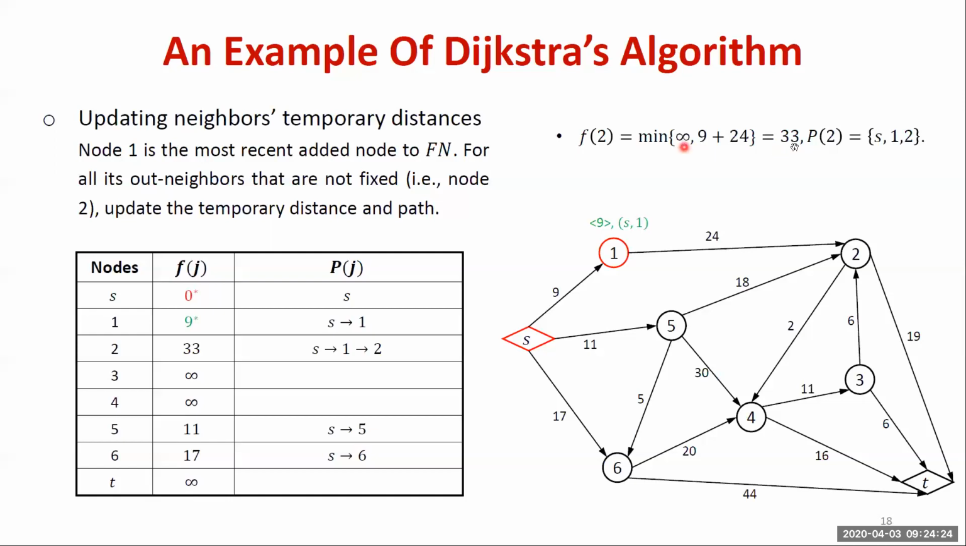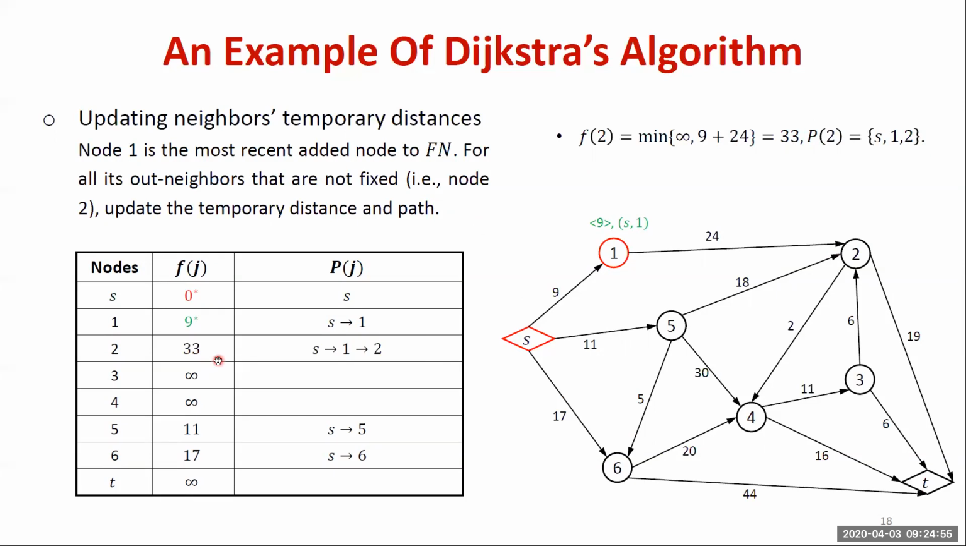It's updated. Updated means it's no longer the previous minimum distance, so you need to update the path again. What is the shortest path from S to 1? You find in this table, it's fixed to be S to 1. Good. So you just copy and paste this S to 1 plus a 2 here. So the current shortest path from S to 2 is S, 1, 2, and the distance is updated to be 33.